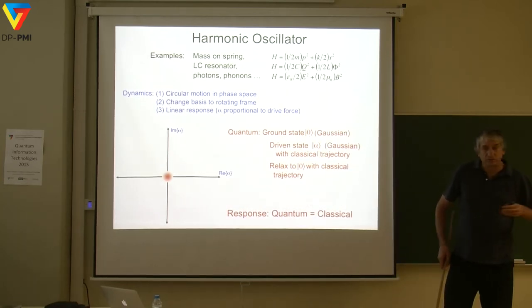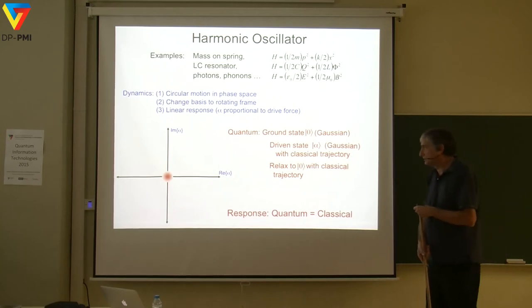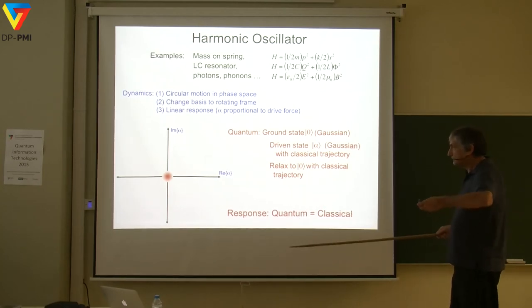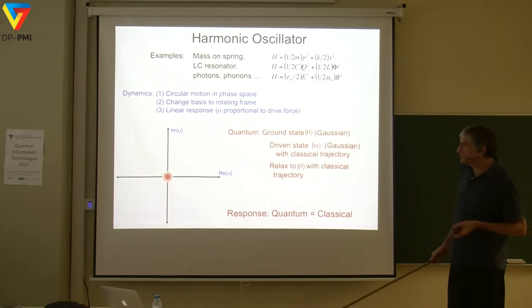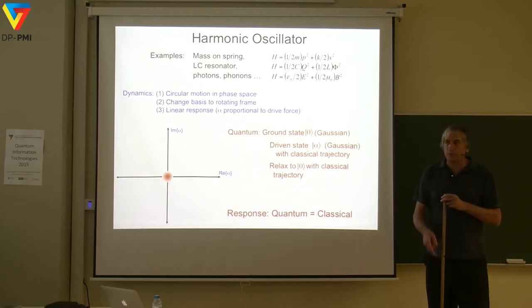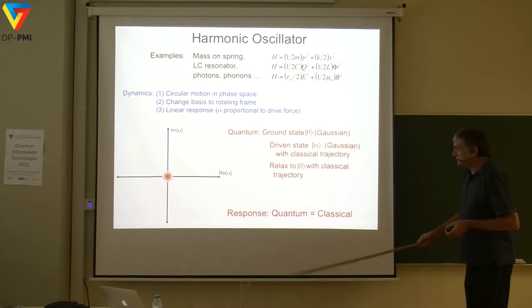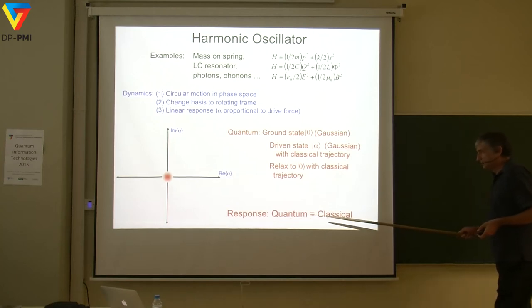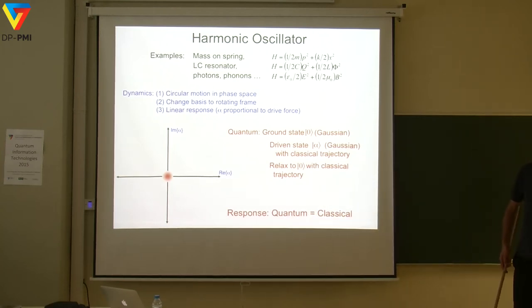And of course this coherent state that's oscillating around here, for the case of light fields, is just the coherent state of the laser that is used a lot, and of course it describes a classical oscillator too. So the thing I want to remind everyone in this is that the response of this system, the quantum response and the classical response, is the same, which is maybe what you expect, but it's the same.